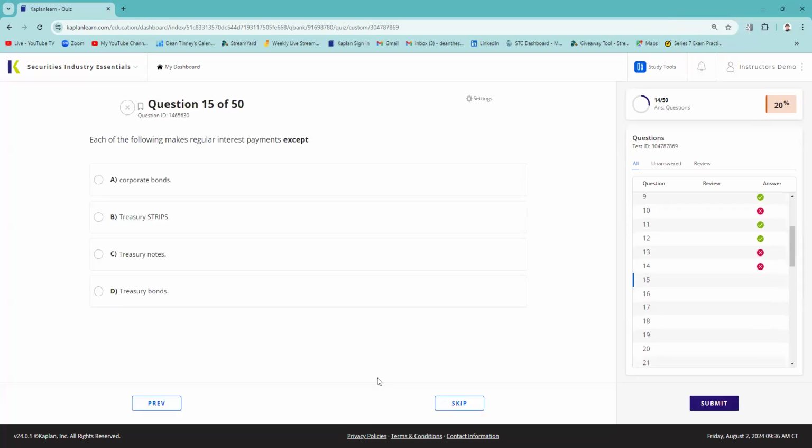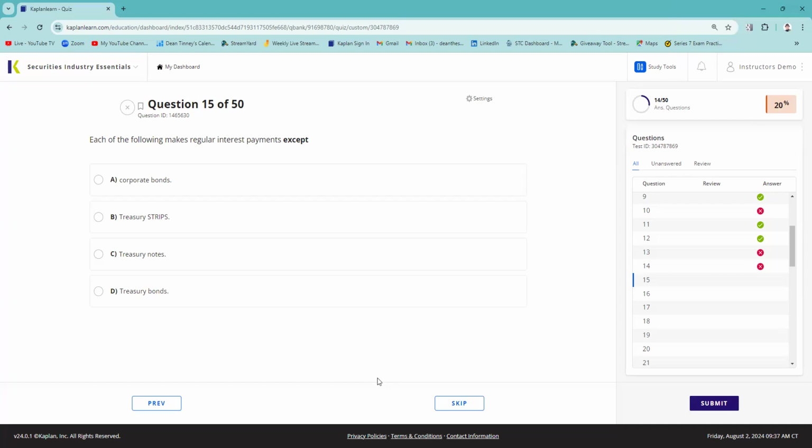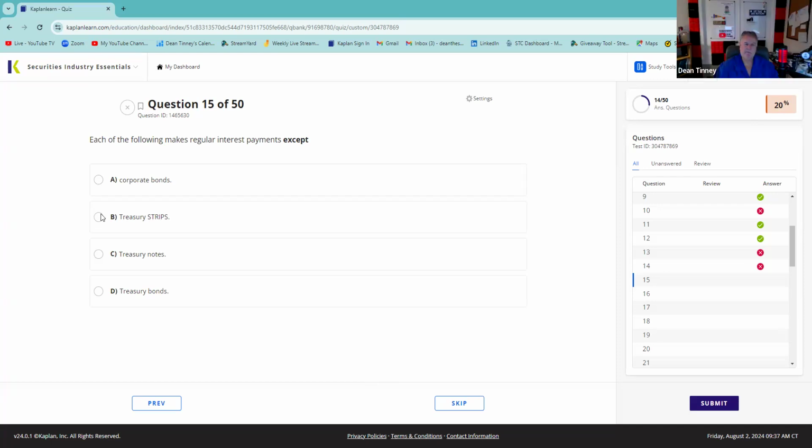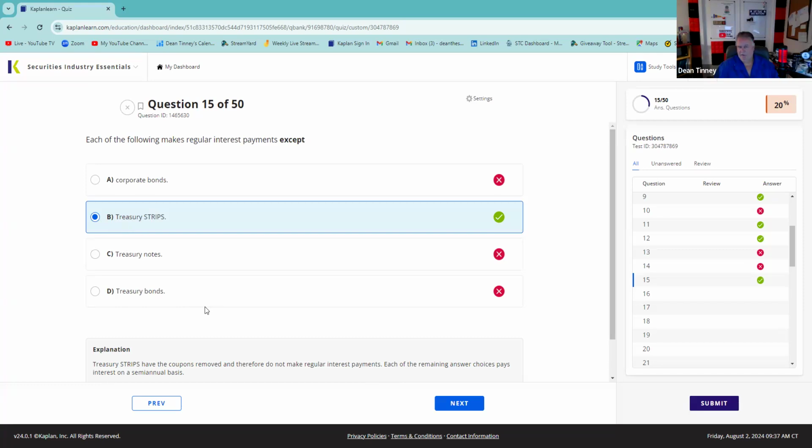Each of the following makes regular interest payments except. Is it a strip? Yeah, that's a zero coupon bond, right on. That's Separate Trading of Registered Interest and Principal Securities. So zero coupon bonds do not make regular interest payments.